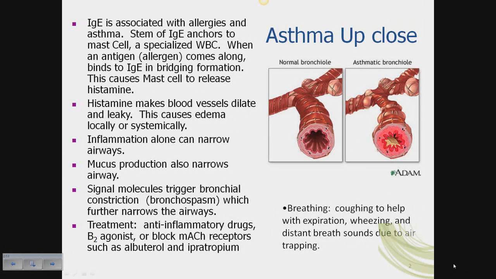Now, I don't know if you've ever had an asthma attack, but it's horrendous. You hear crackling sounds and distant breath sounds because the air is slowly percolating out through these obstructive air passageways. And there is forceful coughing, trying to help with expiration.